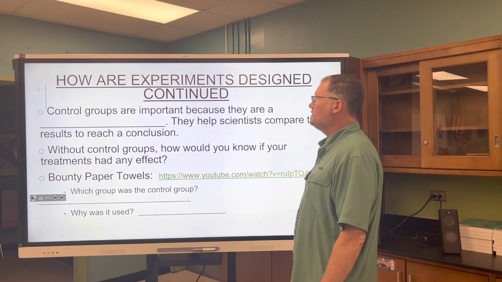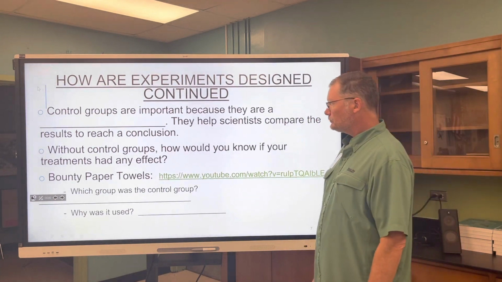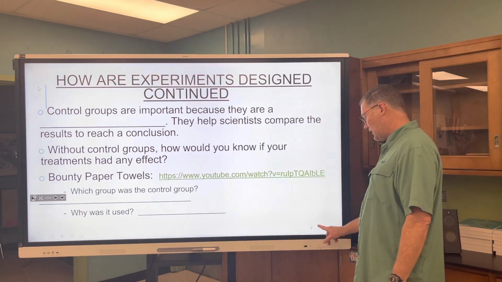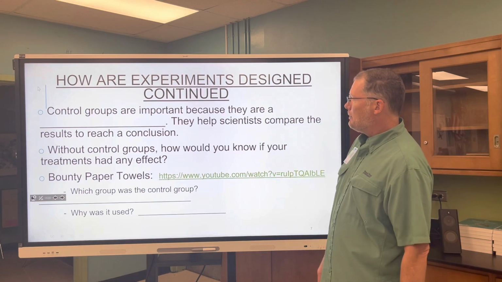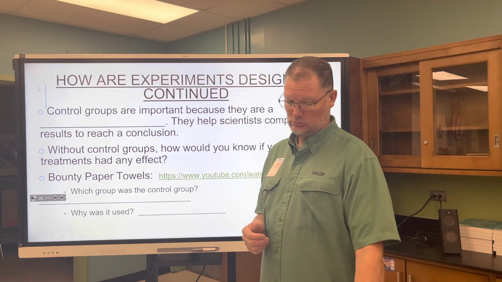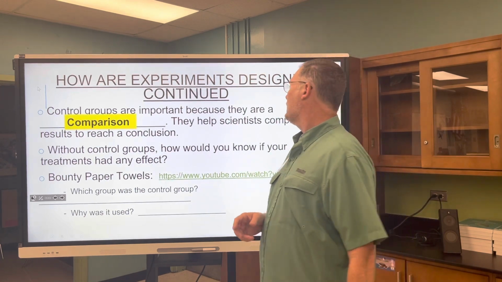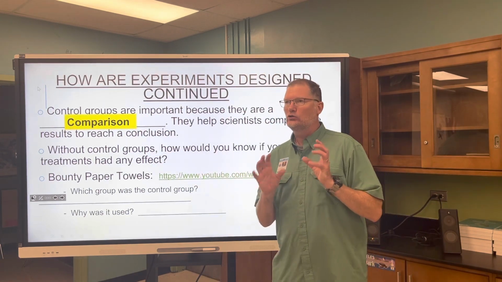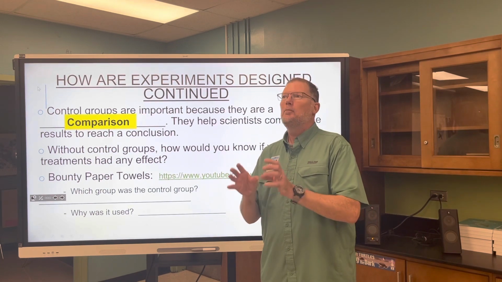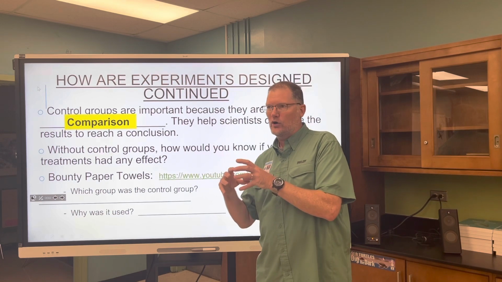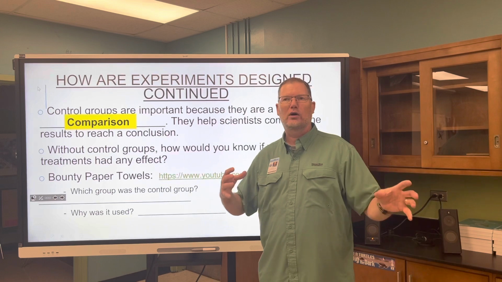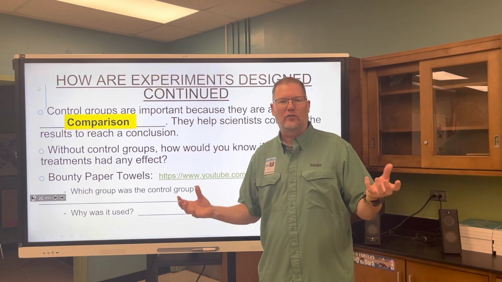So how are experiments designed? Continue. This is the next slide, and this is also in your notes. This is slide 7, if you're wondering where we are. The slide numbers are always down here. So control groups are important because they are, wait for it, a comparison. You are looking at what you're not touching. You're looking at what nature would provide when you, the scientist, are making an unnatural change to the other ones, just to check yourself.